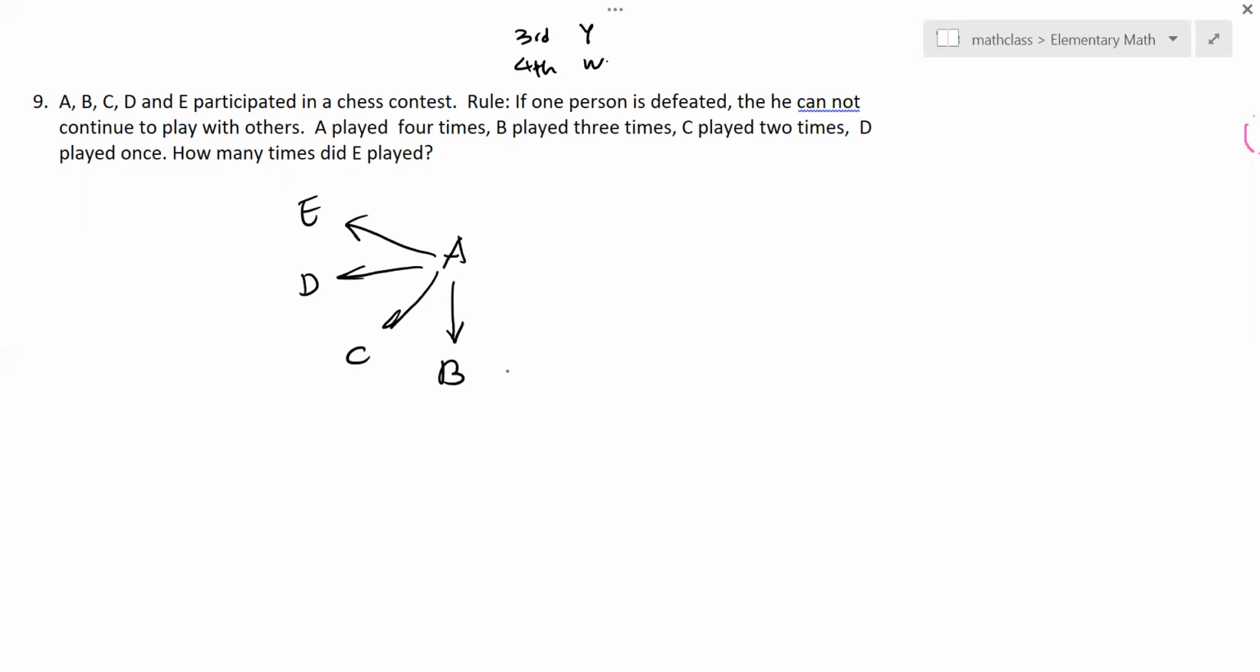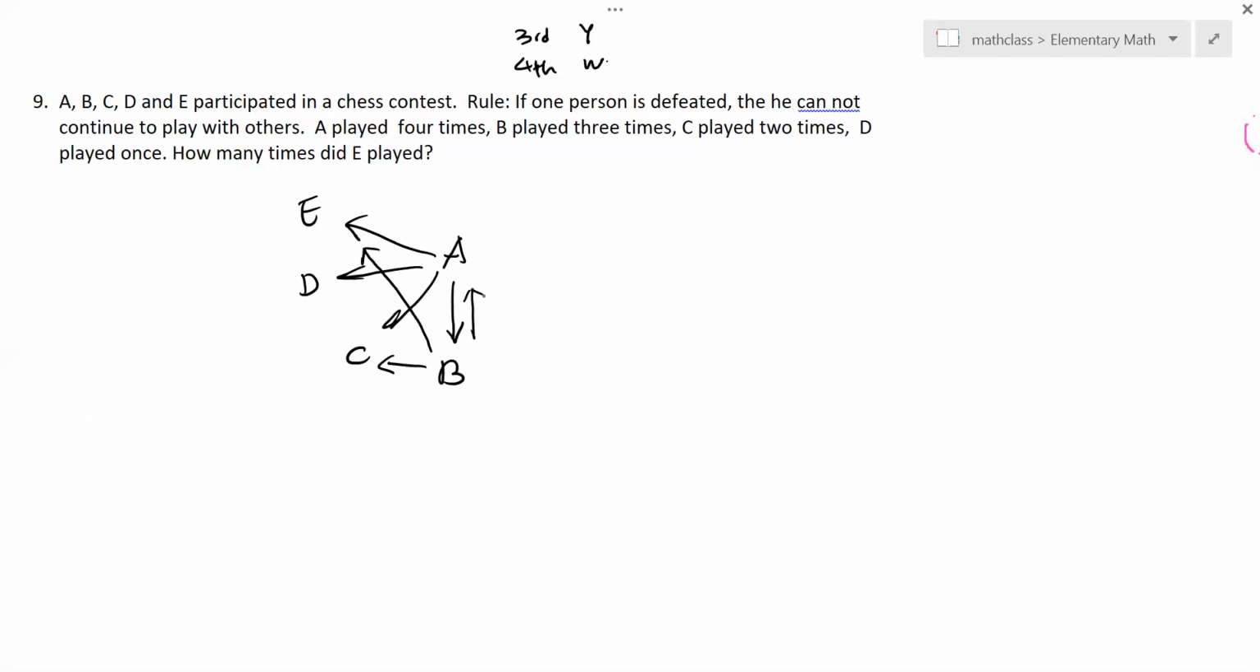So it's clear that B played with A, but probably not the first time, otherwise he already lost, so he cannot continue playing. And D only played once, so you cannot connect with D. So the possible way to do it is this. B played E first and C, then A, then it lost, okay?